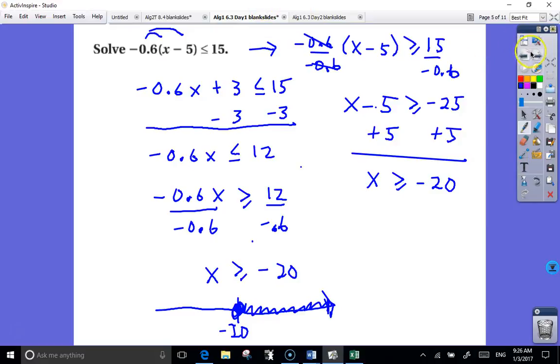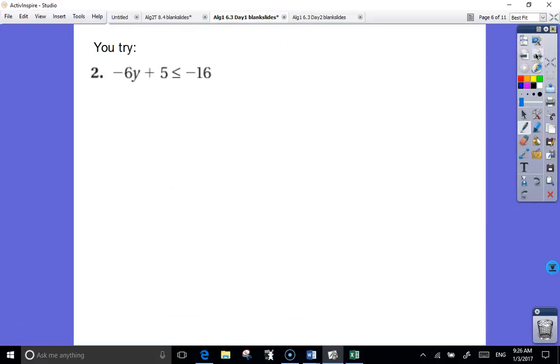Okay, here we go. So try this one. Okay, so what are the two steps here? Subtract 5 and then divide by negative 6. And what do you remember to do when you divide by negative 6? Flip the inequality sign.